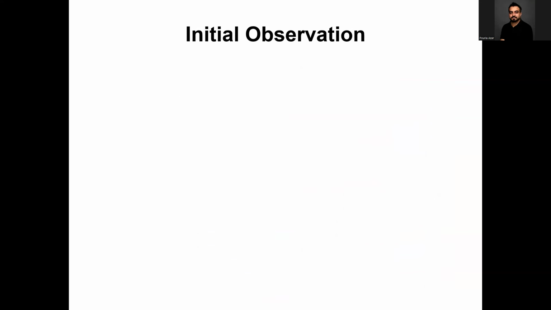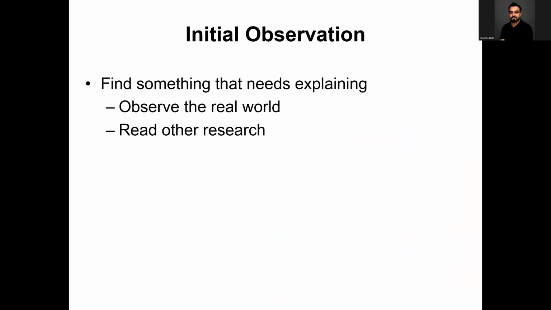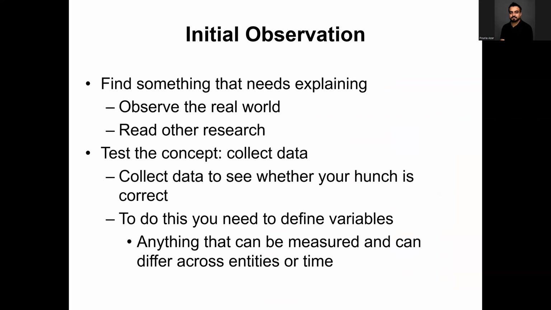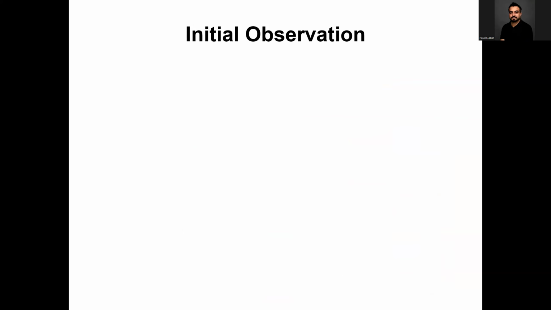So the first step in the research process is initial observation. As I said, we can observe the real world or read other research. We need to test the concept. In order to test the concept, we need to collect data. We need to collect data to see whether your hunch is correct. And to do this, we need to define variables.